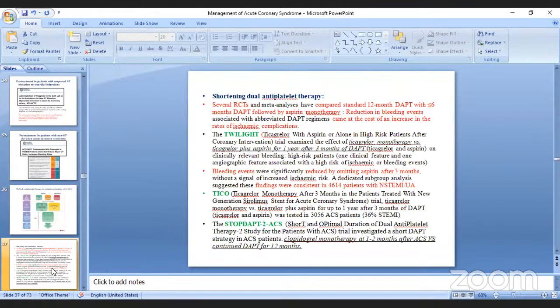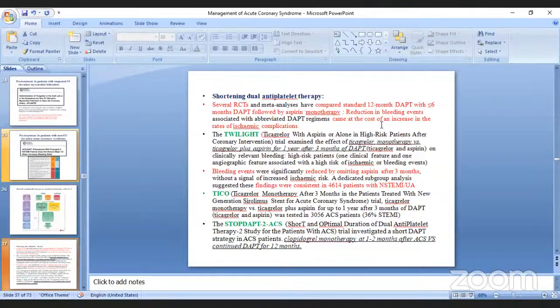There are different modifications to this dual antiplatelet therapy with the sole aim of reducing the bleeding risk. One is shortening the dual antiplatelet therapy. The other one is the de-escalation of a potent P2Y12 inhibitor to clopidogrel. With respect to shortening of the dual antiplatelet therapy, several RCTs and meta-analyses have been done, where you compare a standard 12-month DAPT with a 6-month DAPT followed by aspirin monotherapy. The reduction in bleeding events, however, came at the cost of an increase in the rate of ischemic complications.